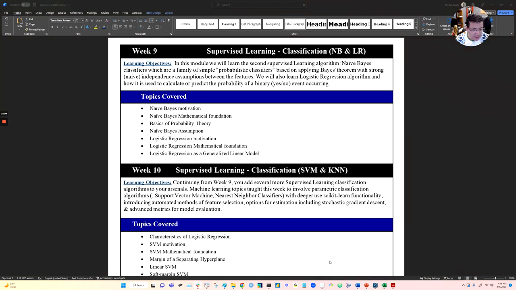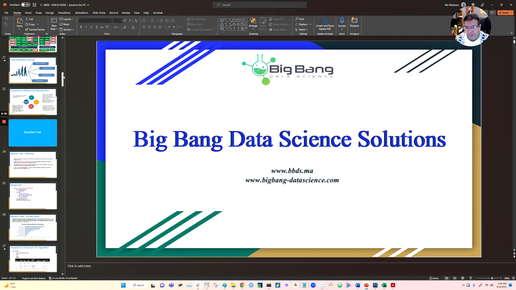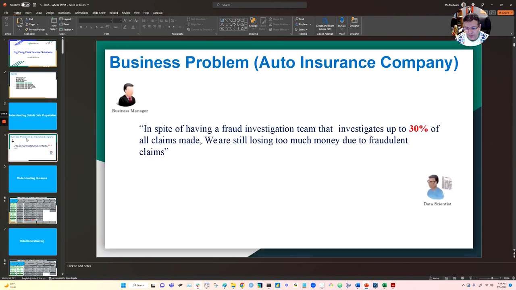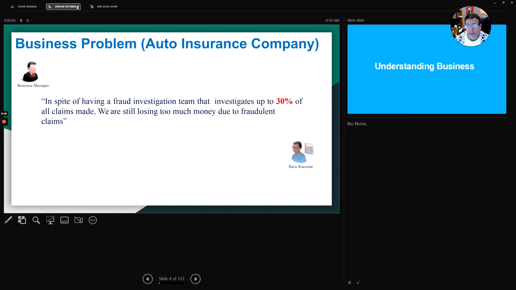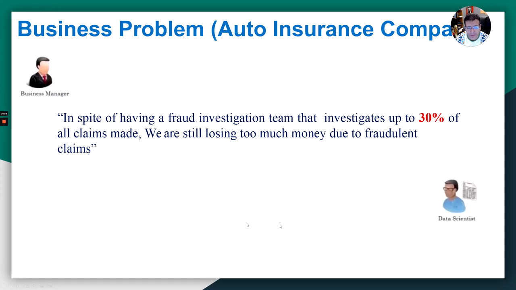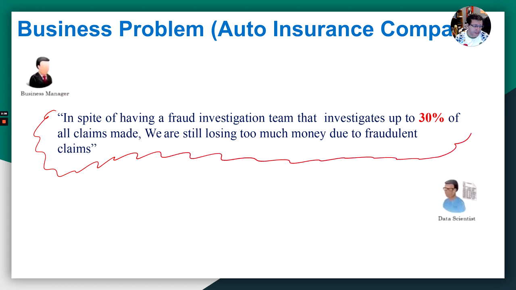Basically, we are still working for an auto insurance company. And this company is losing money because of fraudulent claims. So this is the business problem. This is a typical business problem.